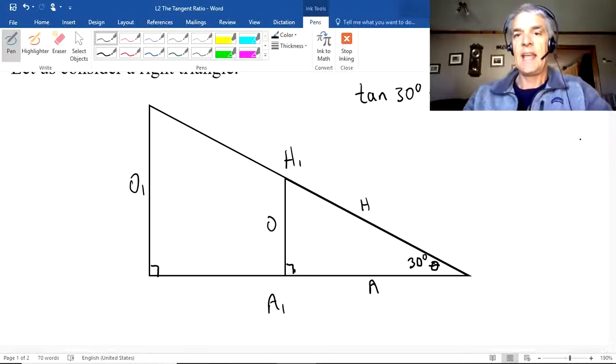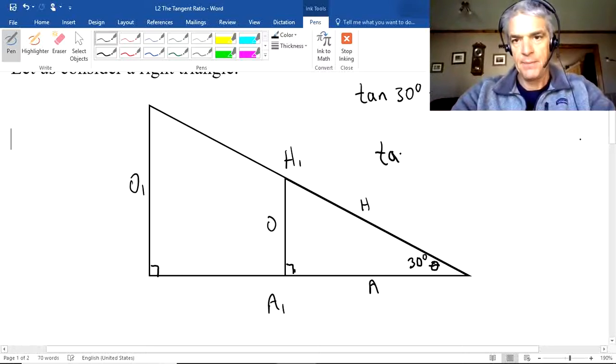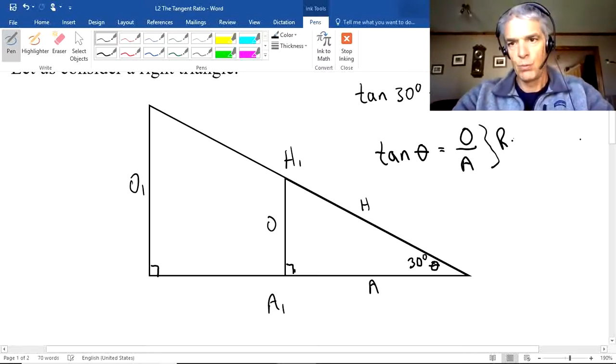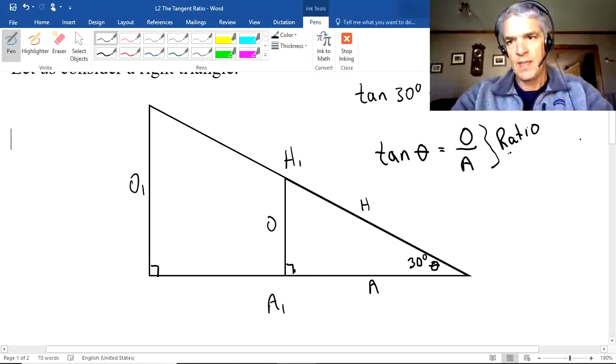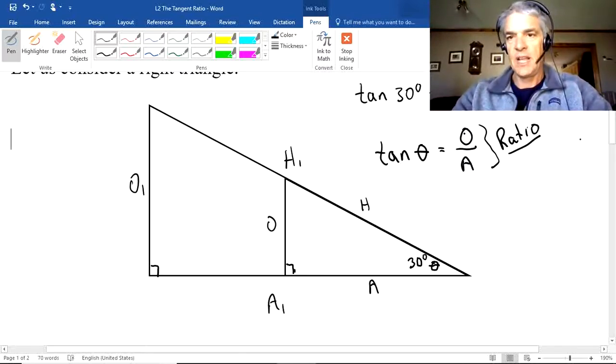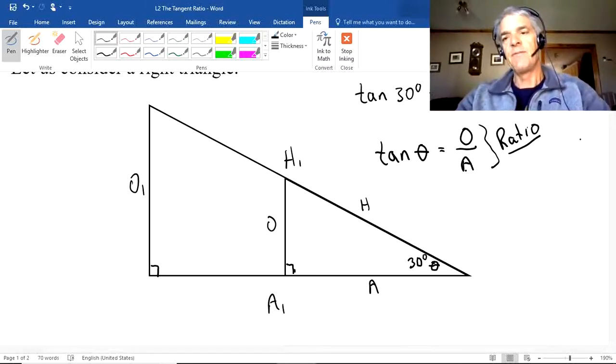Now, what they say is that they come up with an equation, and they say tan theta equals the opposite side over the adjacent side. And this here represents a ratio, okay? That's why it's sometimes referred to as trig ratios. The tan ratio is the opposite side divided by the adjacent side of a right triangle, okay? And we can use this information to sort of solve equations.